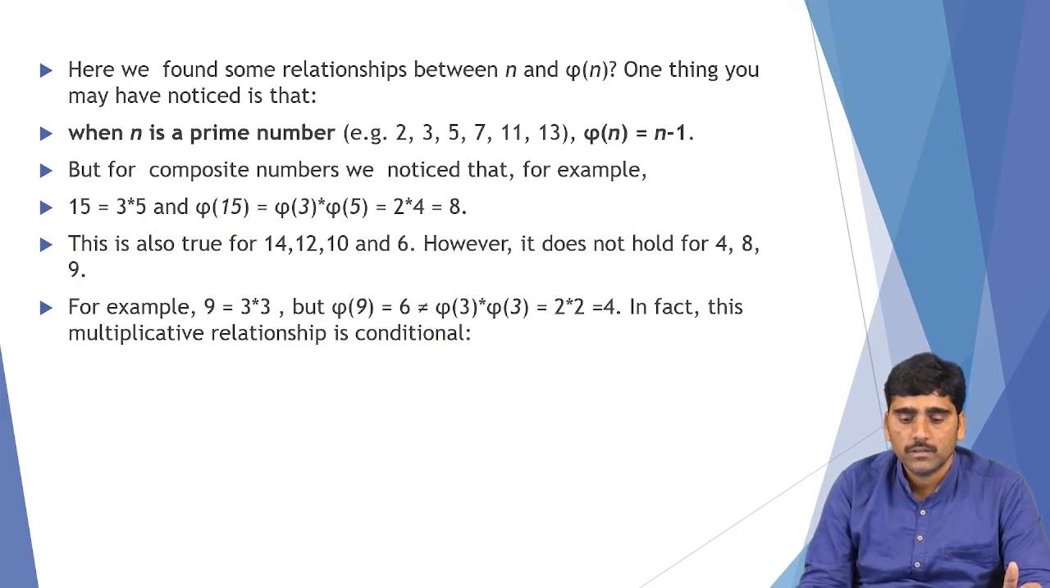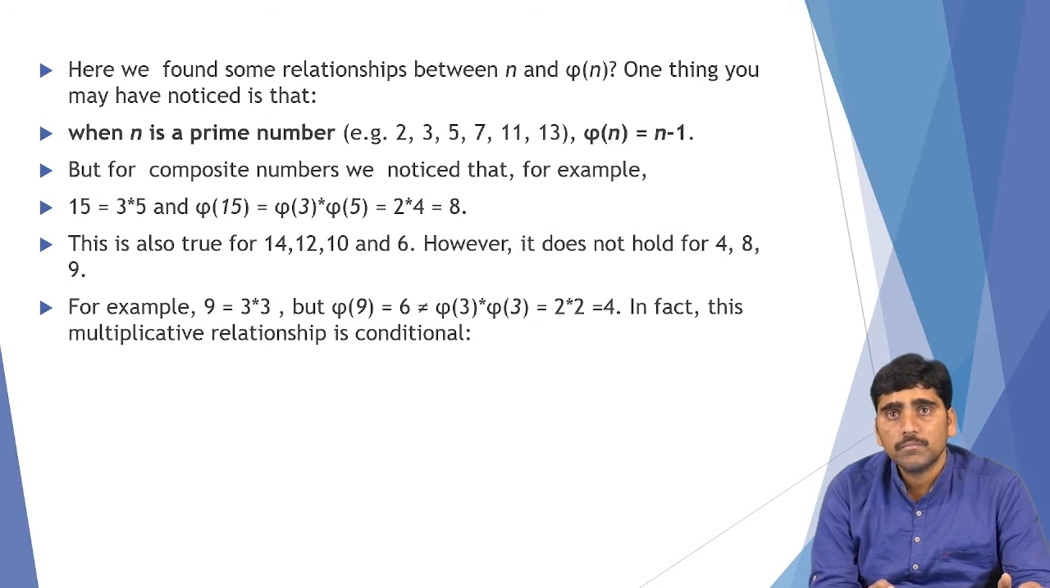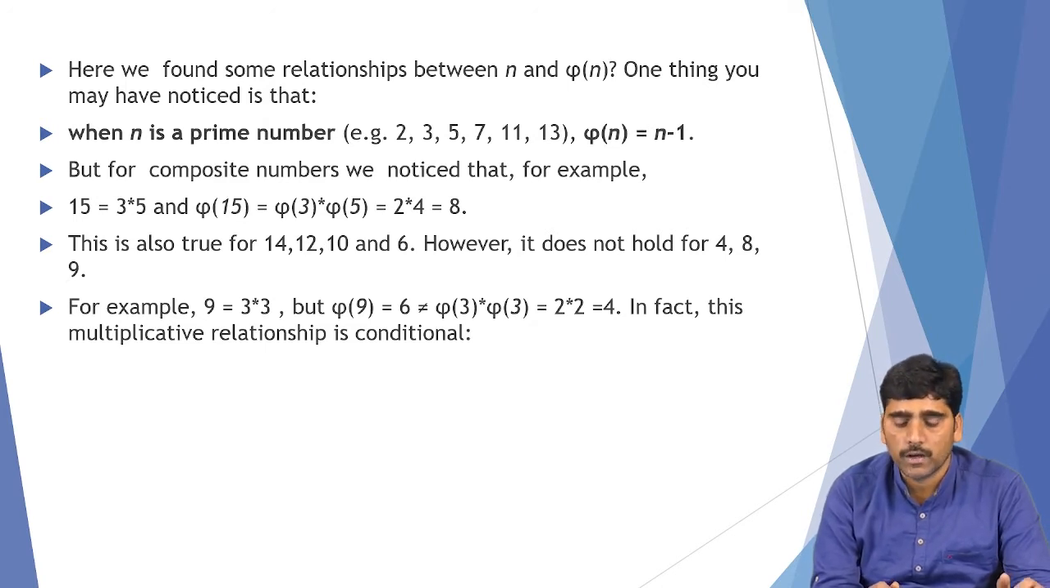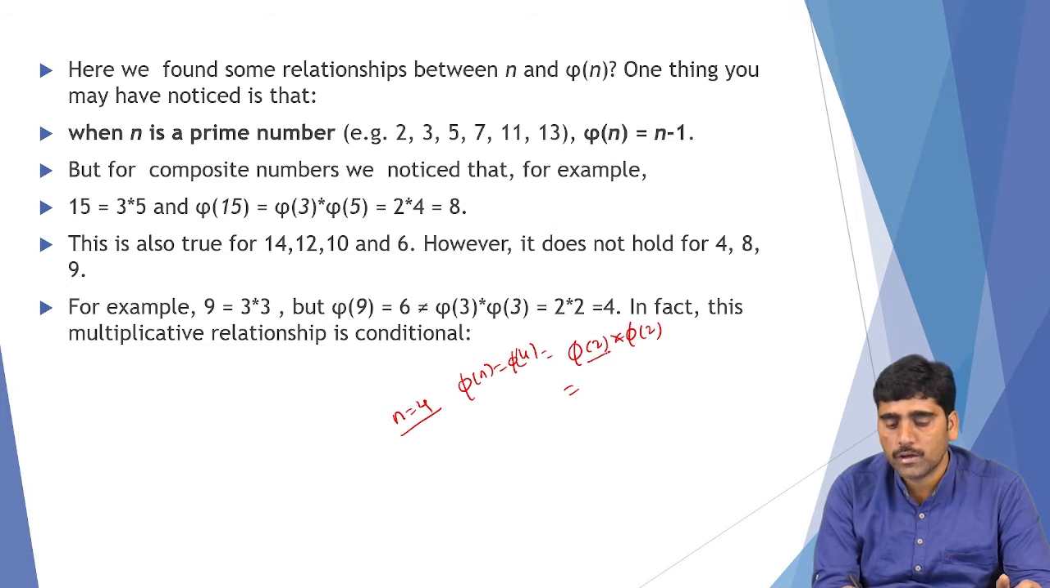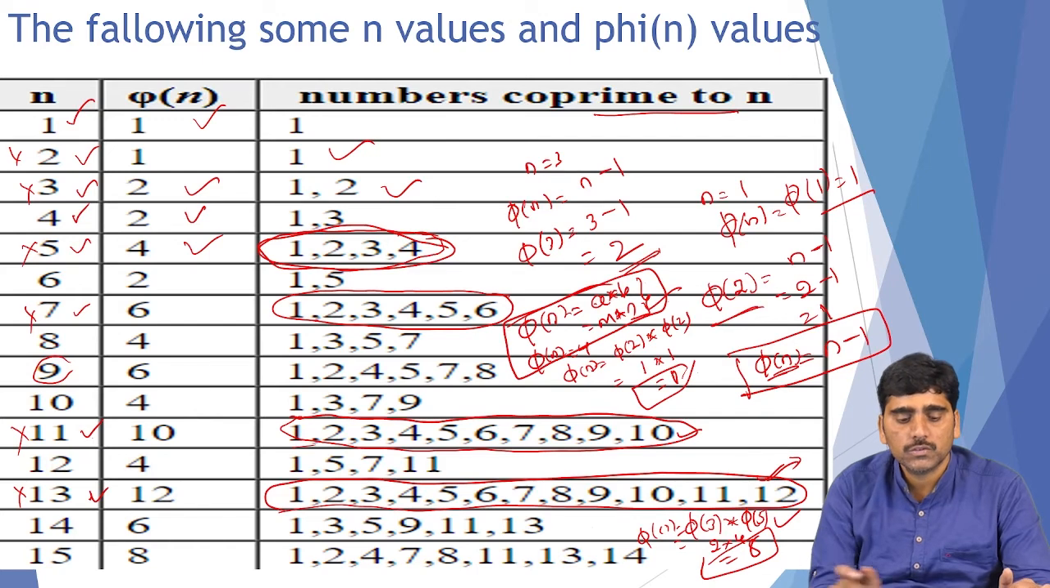And here we already know one thing. For the composite numbers, how are we going to find it? Suppose n equals 4, so phi of n equals phi of 4. We already said phi of 2 into phi of 2. Phi of 2 value is 1, phi of 2 is 1, so 1 into 1 is 1. But as per this table, phi of 4 equals 2. So how did we get this?